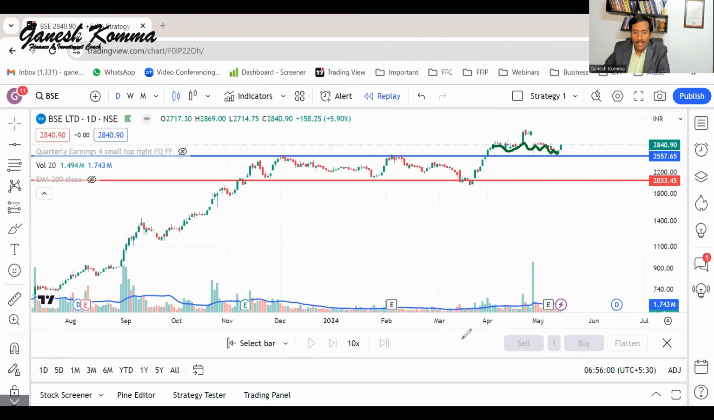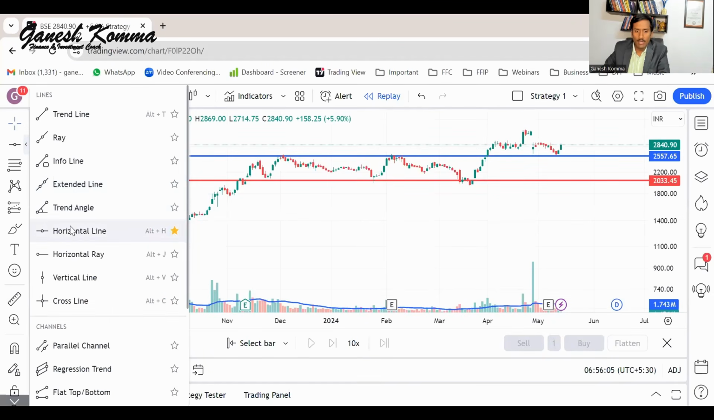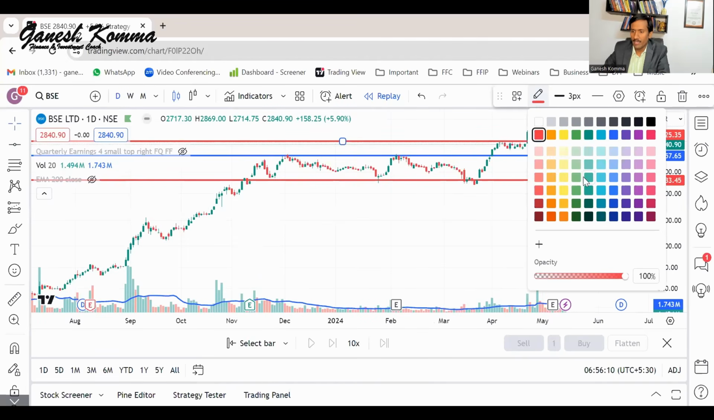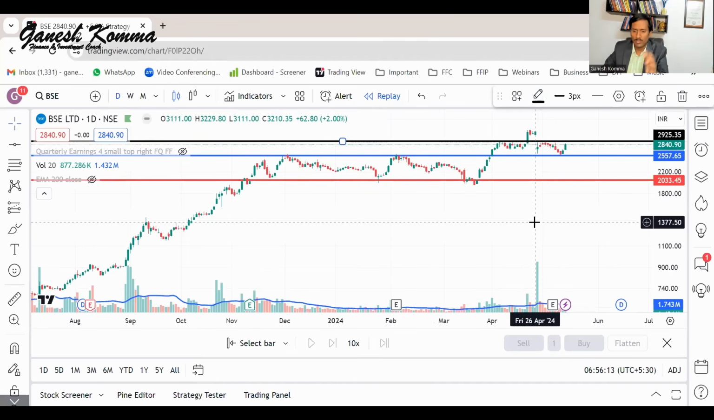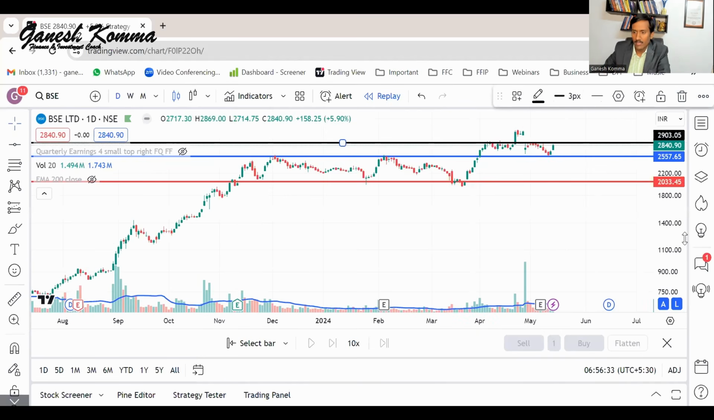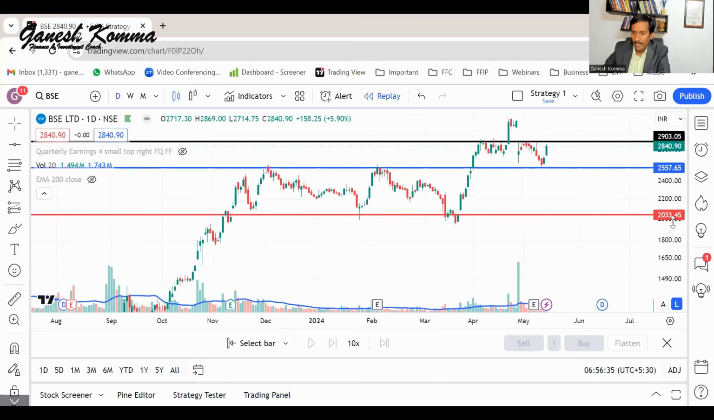And now, at present, if I need to draw support and resistance, let me go to the trend line. If I connect all these dots, let me keep this with another color so it will be easier for you to distinguish. So on 4th April, in the entire month of April, your price point of 2925, 2920 or 2925. Let me make it a little broader.